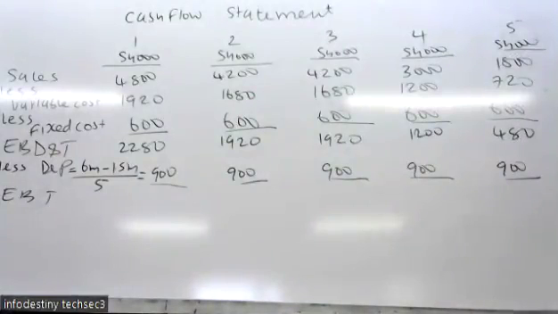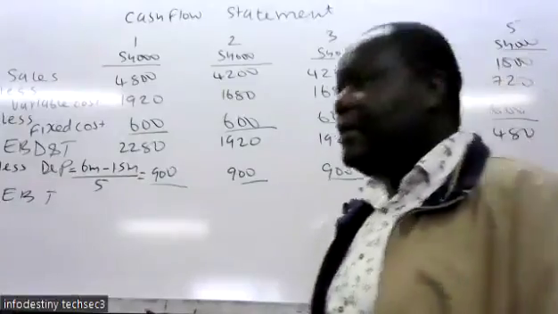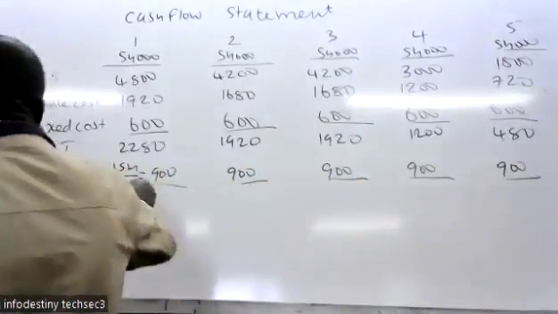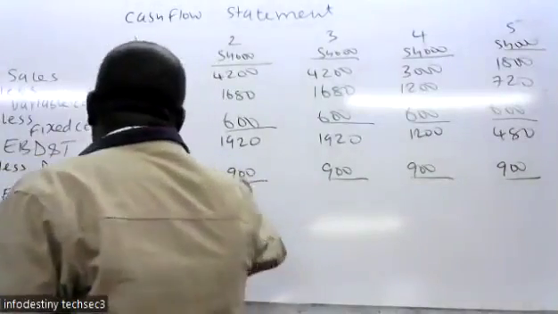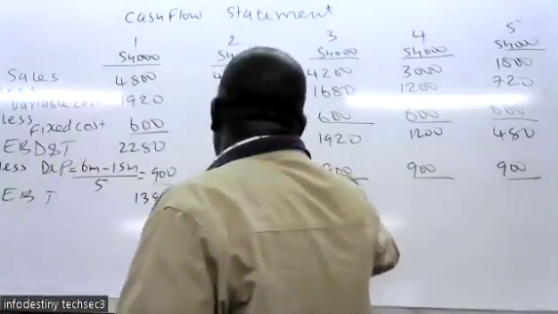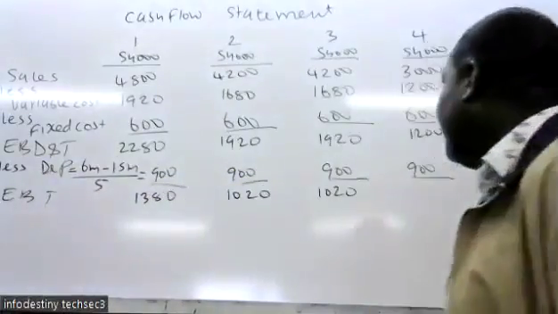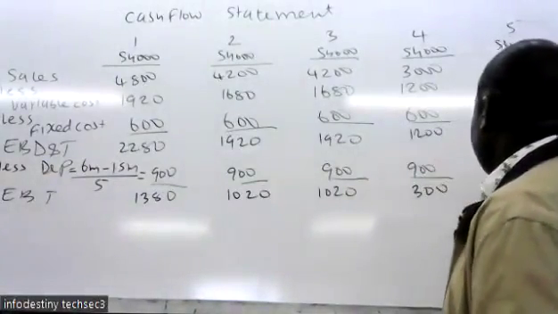So, how much is there for year 1? 13. How about year 2? 20. So also this one is 1020. This one is 300. Are you giving me negative what?